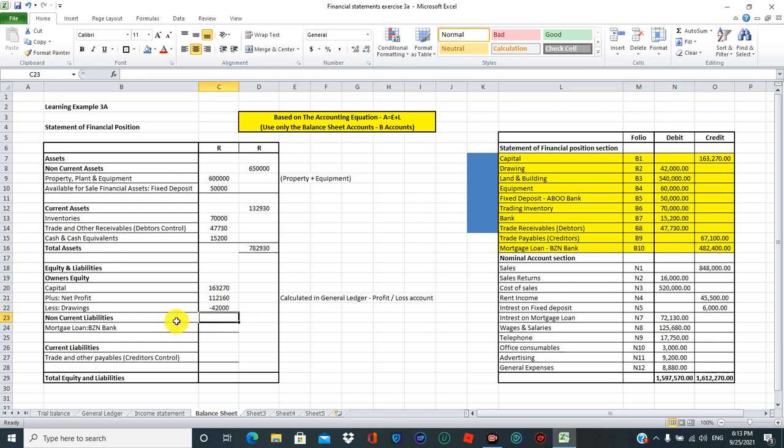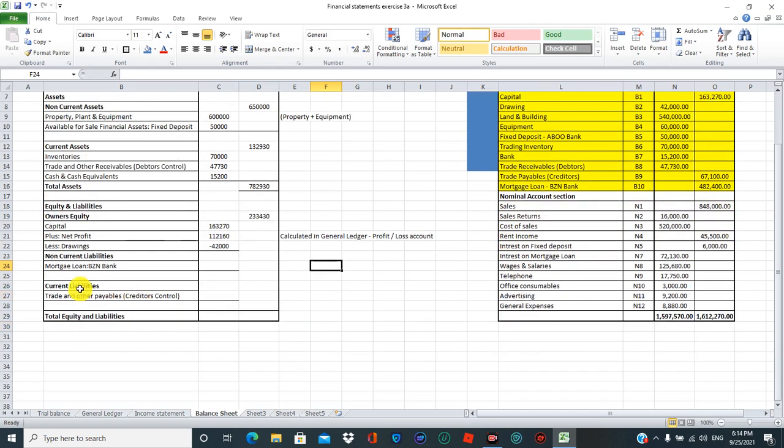Okay, so if you calculate that, 163,270 plus the net profit minus the drawings gives you a total of 233,430. Okay, so now we're carrying on. We've done that. Now we have to look at your non-current liabilities and your current liabilities. If there's more, you will obviously add them there.